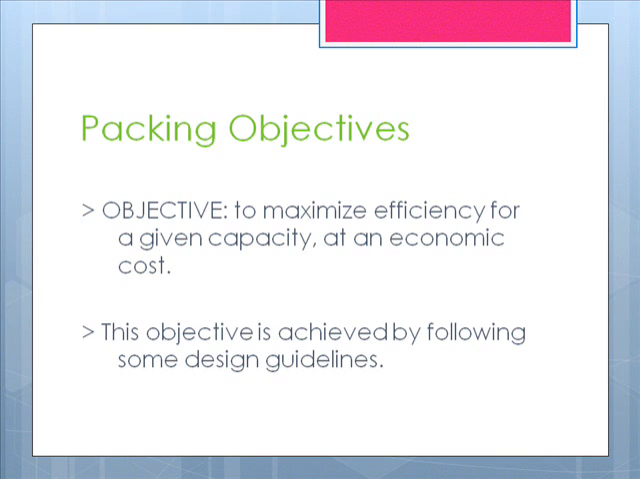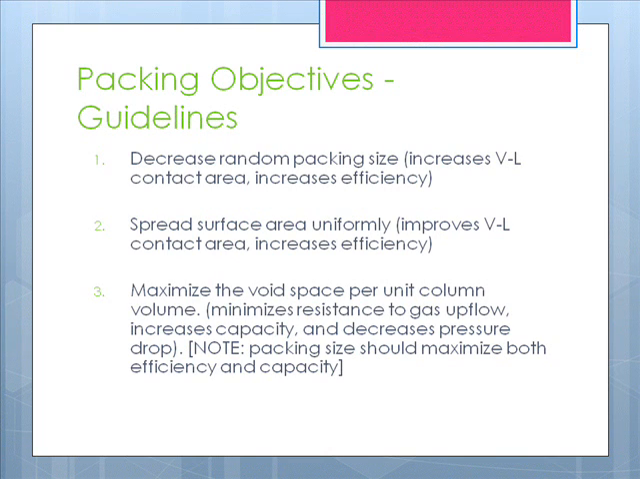The objective of packings is to maximize efficiency for a given capacity at an economic cost. This objective is achieved through the following guidelines in design. Number 1, the vapor-liquid contact area should be maximized by decreasing the random packing size so that efficiency of packing is increased. Number 2, the surface area must be spread uniformly to improve vapor-liquid contact and increase efficiency.